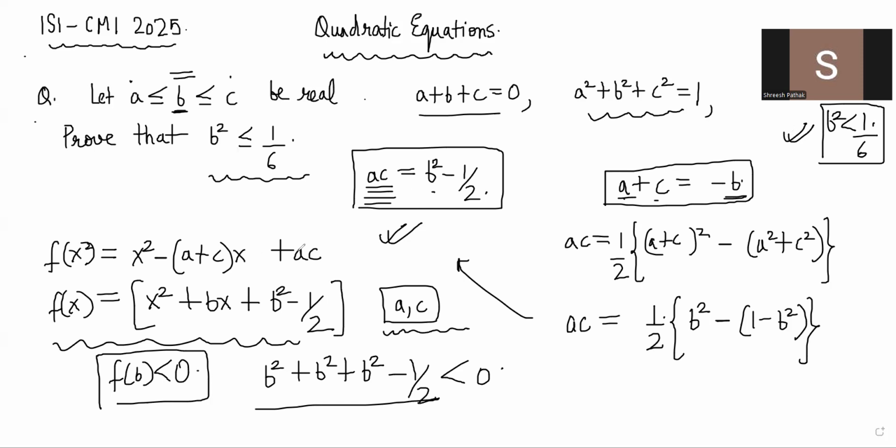Yes. But we are not using the discriminant greater than 0 condition. We are using the fact that this part we had not yet used, right? Yes, sir. B lies between the roots, so f of b is less than 0. Correct? Yes. So that is the solution.